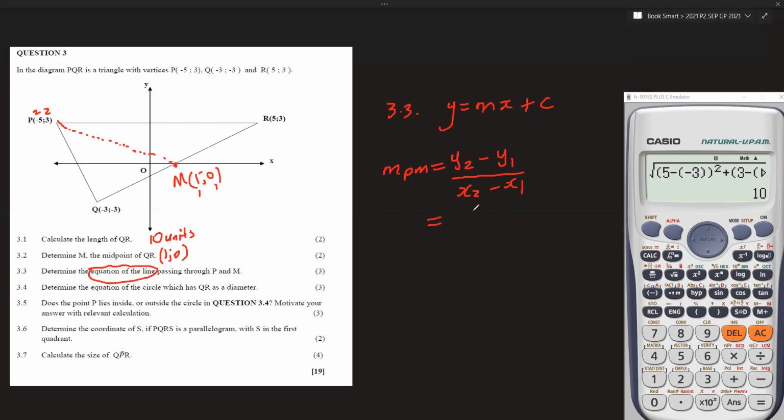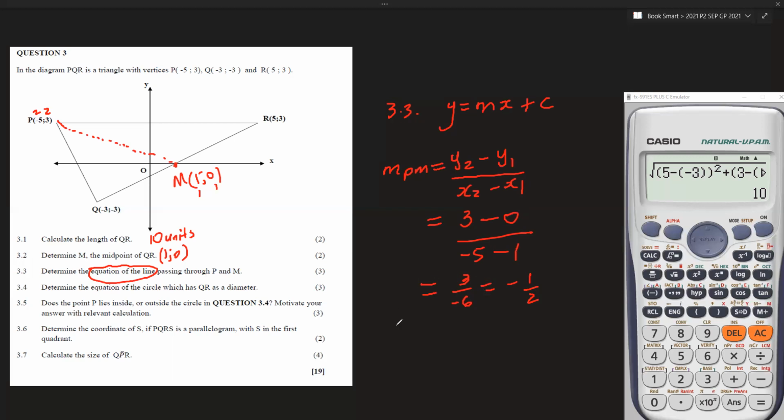So my y2, I can see there at the top is 3 minus my y1 is 0 over my x2, it's negative 5. And then my x1, it's 1. Okay. And then here I'm going to have 3 at the top and then negative 6 at the bottom, which gives me negative half. So my m is negative half.